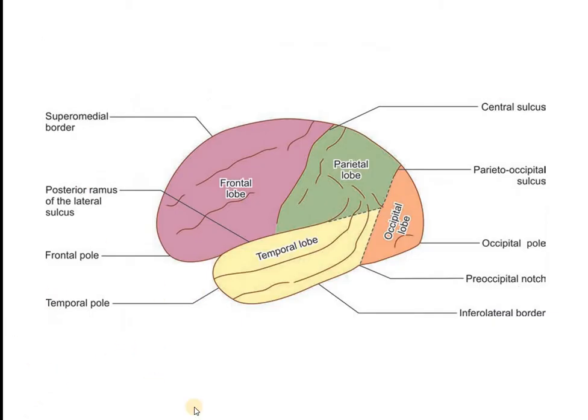So here you can find that this is the frontal lobe, and the central sulcus is the structure which actually divides the frontal and parietal lobes. So frontal and parietal lobes are divided by the central sulcus, and the parietal lobe is sensory in nature. That means all the sensory inputs from the different parts of our body come towards the parietal lobe.